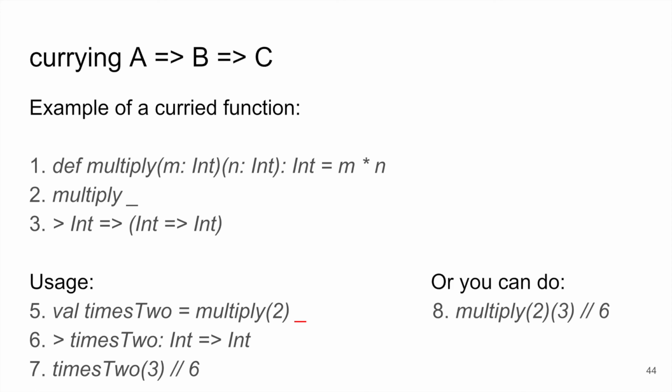Another way you can execute a function is if you know both parameters at once, and this is shown on line 8. You pass both 2 and 3, and the result is going to be 6.